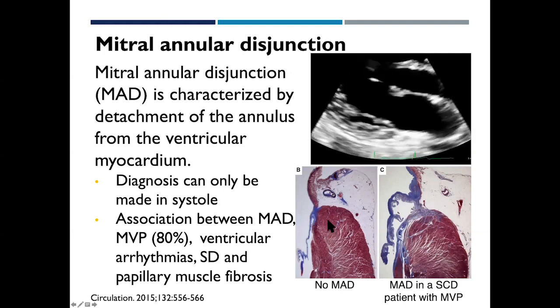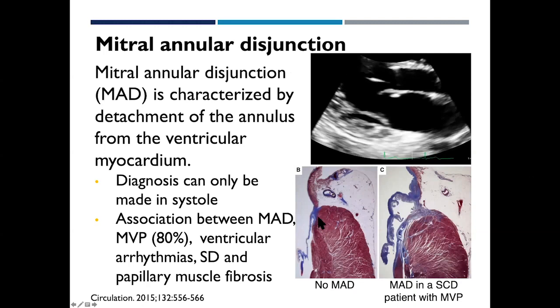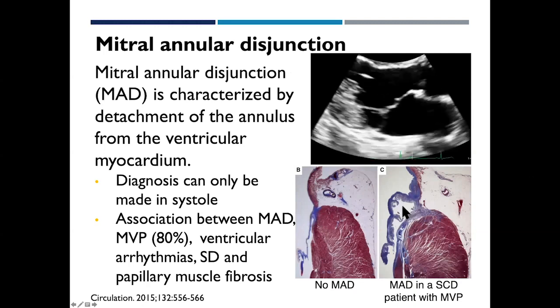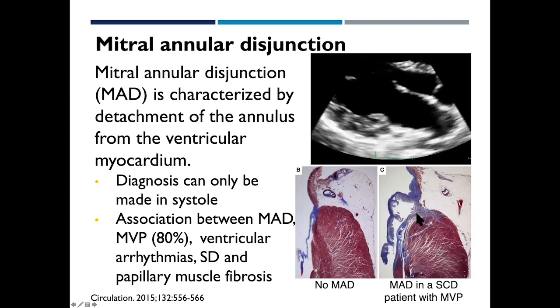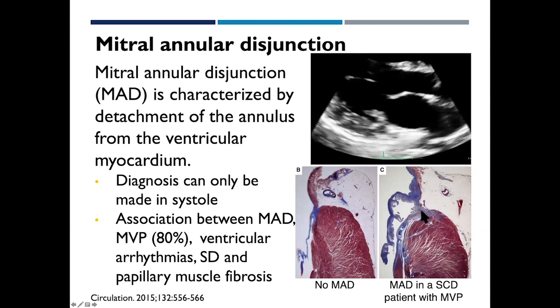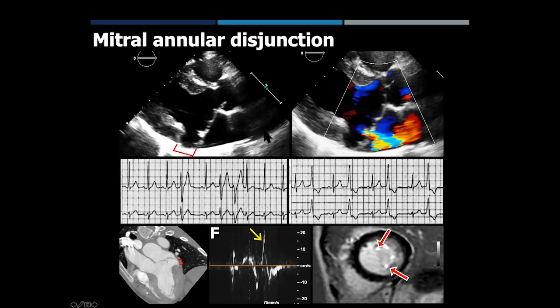Just to look at the pathology here, this is the leaflet. This is the annulus. So this is no mitral annulus disjunction. Here, there is mitral annulus disjunction. This is the leaflet, and you see how the annulus is down here. So there is a detachment of the annulus from the ventricular myocardium. So here, this is the spectrum of mitral annular disjunction as we know it today. We're talking about the systolic movement of the annulus that you can see on the long axis views.